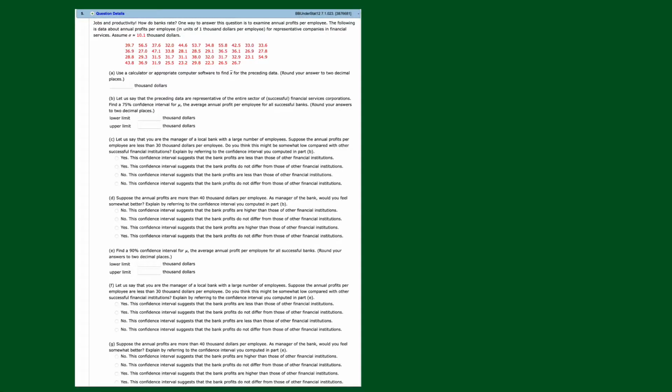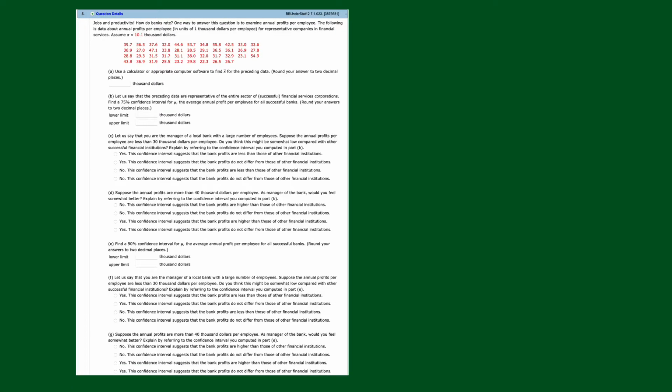Looks like a lot going on in this problem. This is number 5 in section 7.1, the last problem in the section. Here's what they're telling us. Jobs and productivity. How do banks rate? One way to answer this question is to examine annual profits per employee. The following is data about annual profits per employee in $1,000 units for representative companies and financial services. So like this 39.7, that's this employee made a profit of $39.7 thousand.